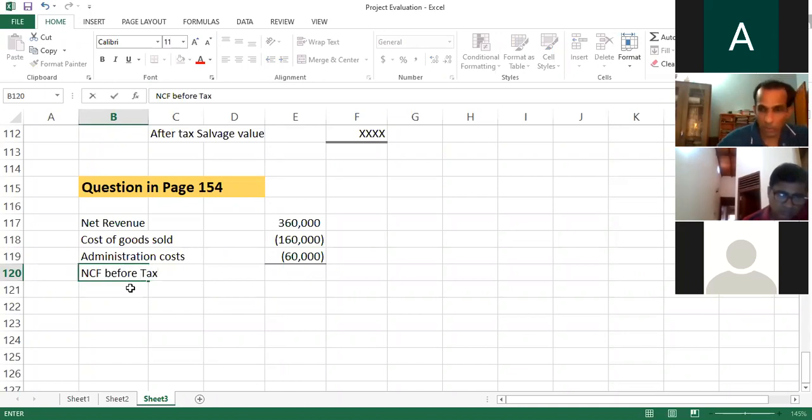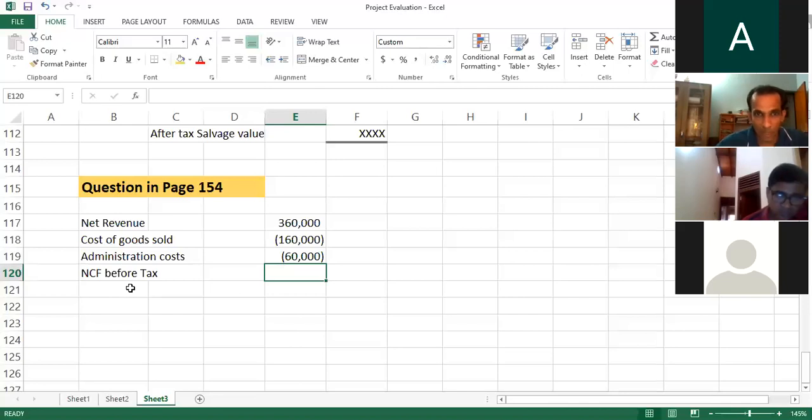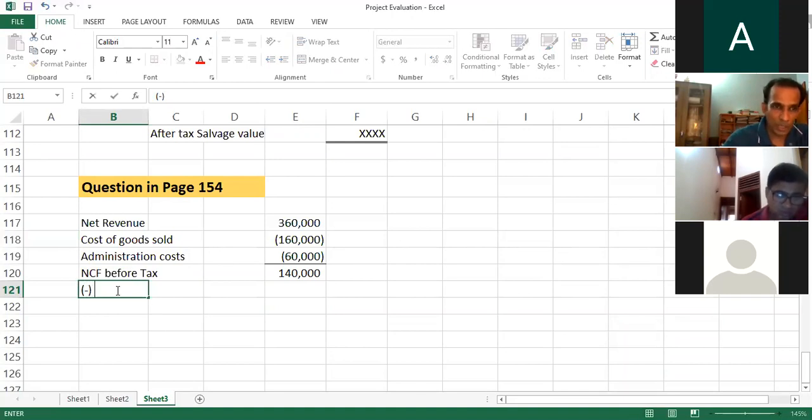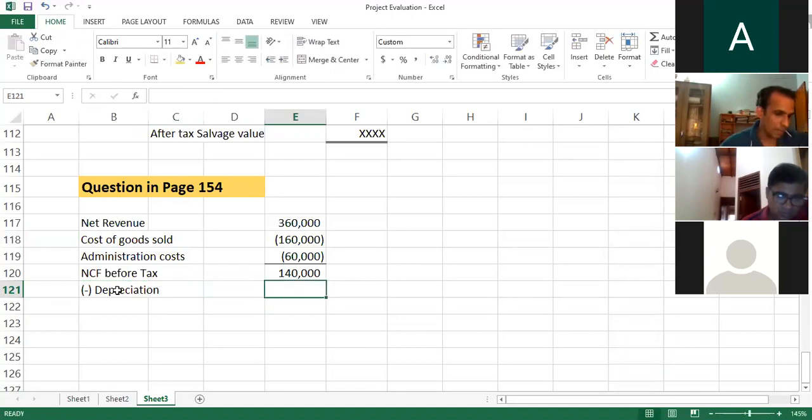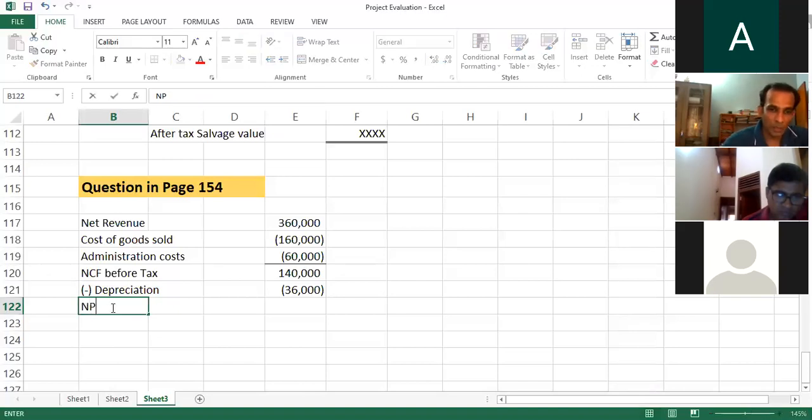So what is the net cash flow before tax? 360,000 minus 160,000 minus 60,000, that is 140,000. So that is the net cash flow before tax. After that, what we need to do? We should deduct depreciation. The depreciation value is 36,000. When we deduct depreciation, what do we get? We get net profit before tax.